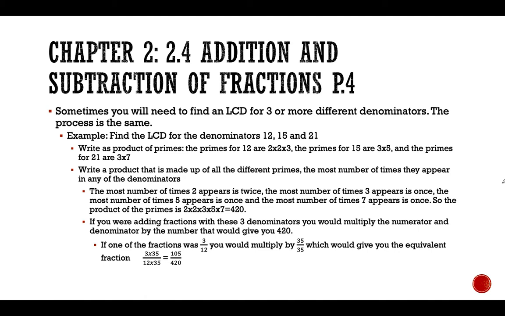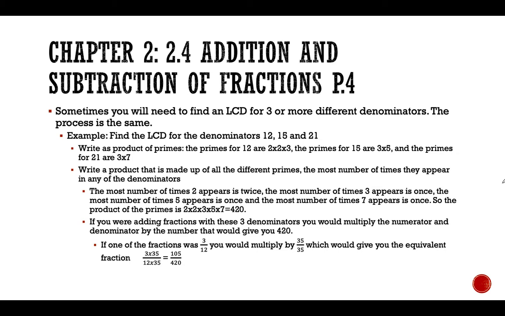Sometimes you will need to find an LCD for 3 or more different denominators. The process is the same. Find an LCD for the denominators 12, 15, and 21. Write as a product of primes. The primes for 12 are 2 times 2 times 3, and the primes for 15 are 3 times 5, and the primes for 21 are 3 times 7.